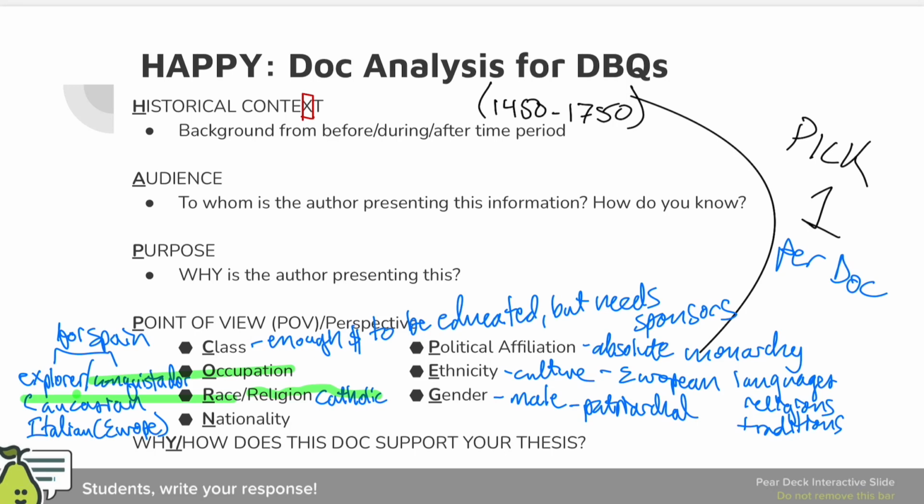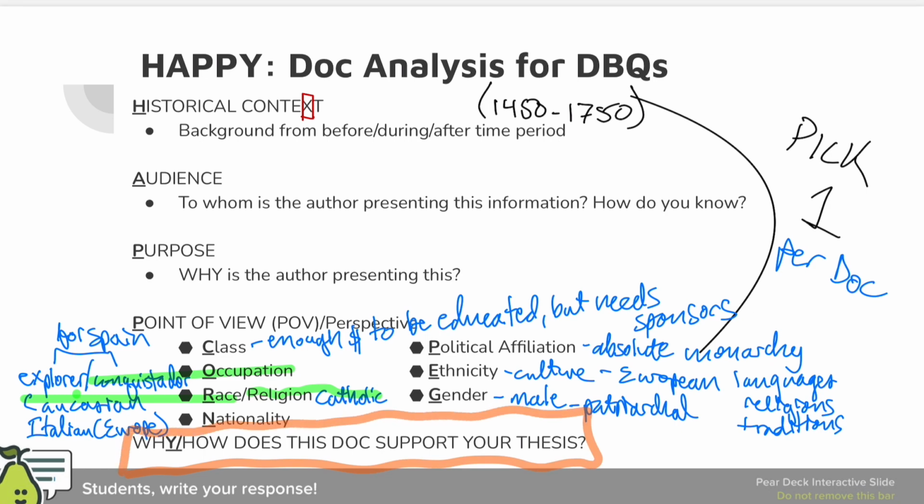That would all qualify for the point, so long as I answer the question of what do you know about the context of this document? And then I say why or how this supports my claim.